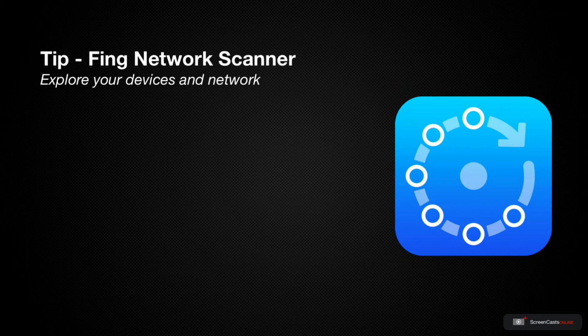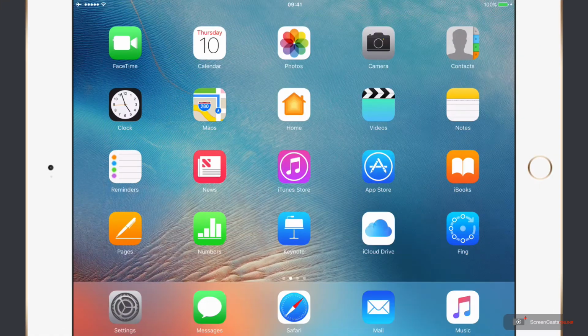Now this week's tip might appeal to the more techie amongst you as it features a tool to allow you to examine your local network and the devices currently using it. This can be really useful if you need to find out information about your devices, but it's also fun to see just how many network devices you have in your home or office. The application is called Fing. So this is Fing installed on my iPad.